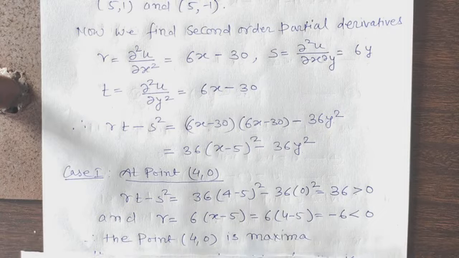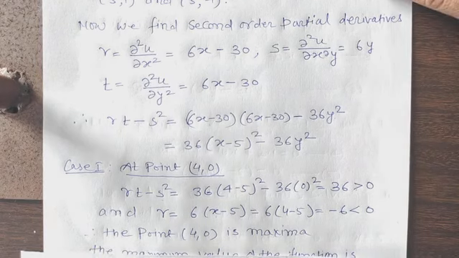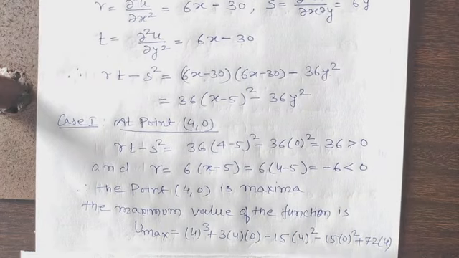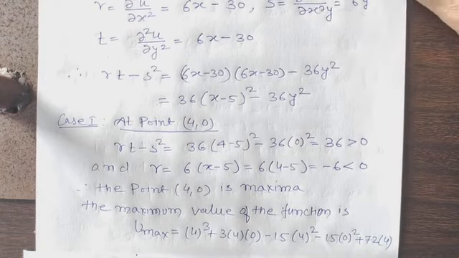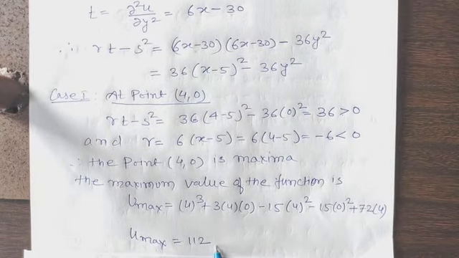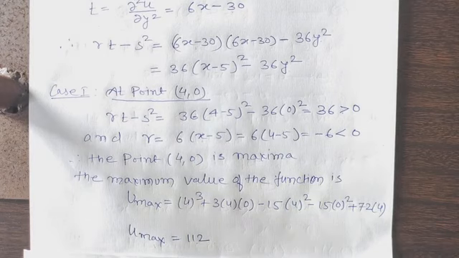Now we find the maximum value of the function u, which can be obtained by putting x equal to 4 and y equal to 0 in the given function. Here we put the value of x is 4 and y is 0, and simplify this, we get the maximum value of u is 112. So the maximum of the function is at 4, 0 and the maximum value of the function is 112.